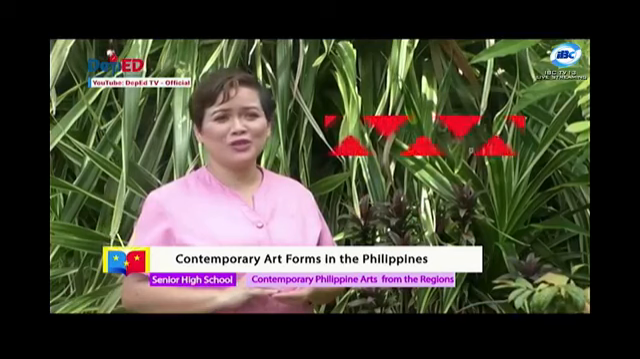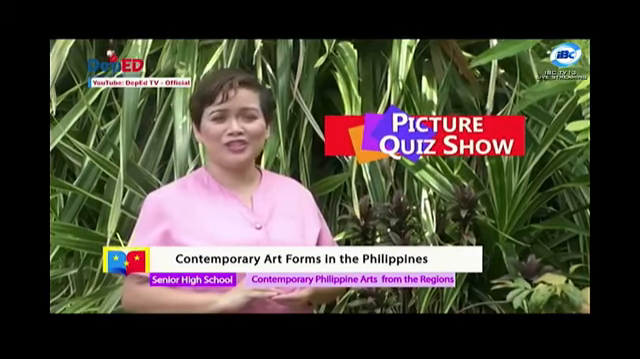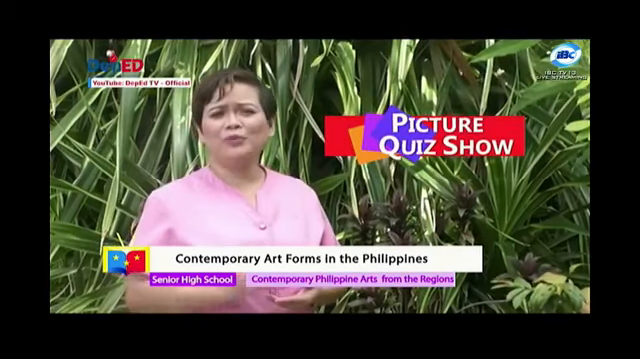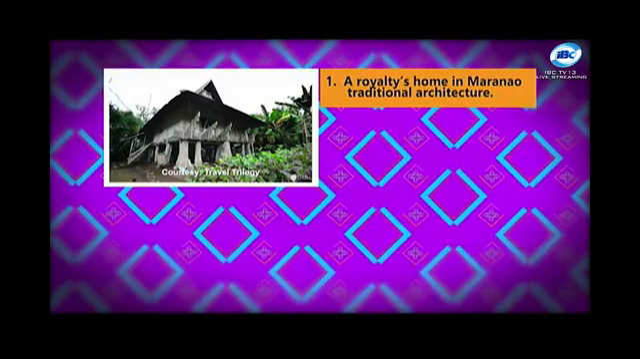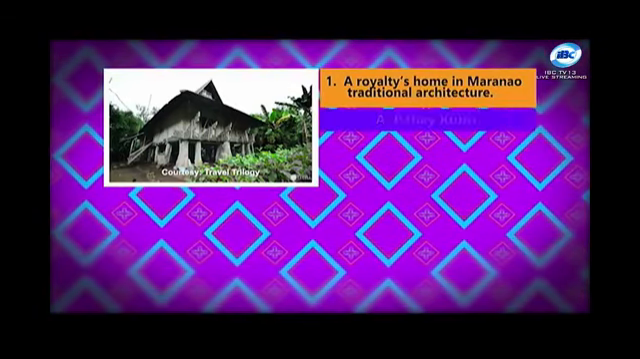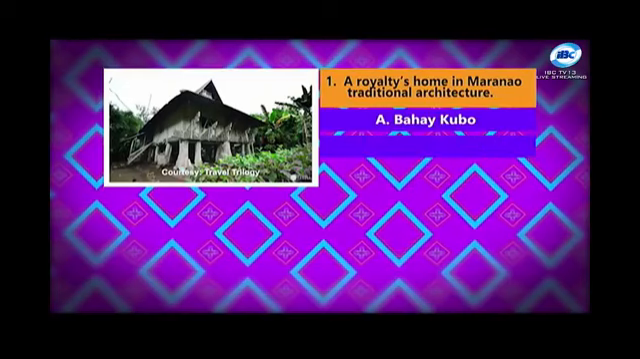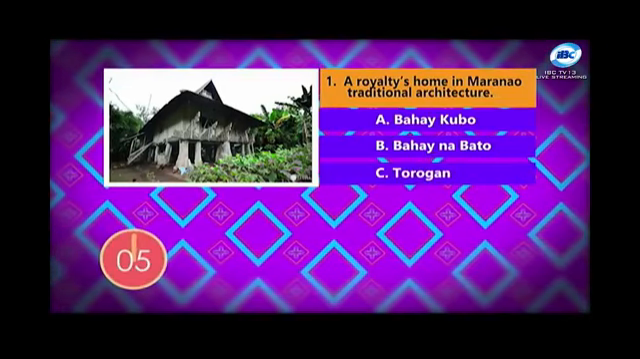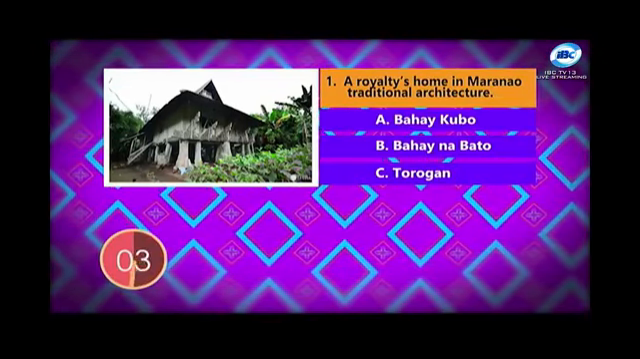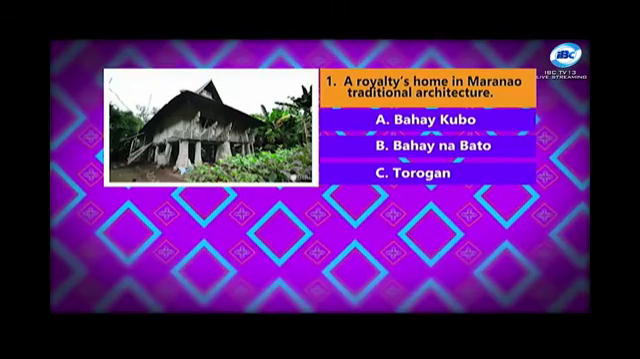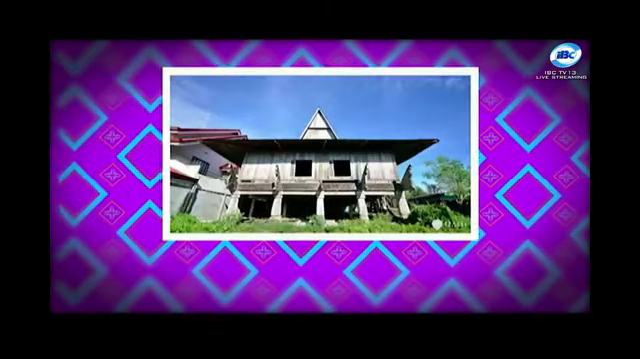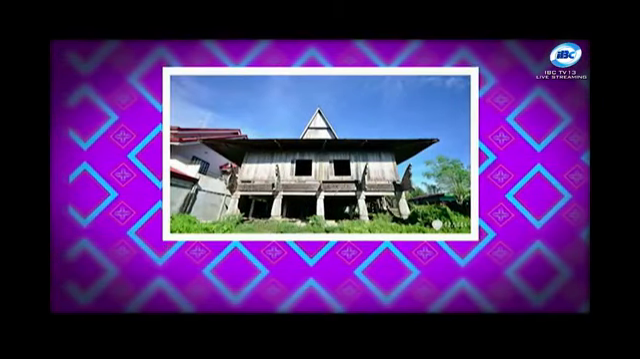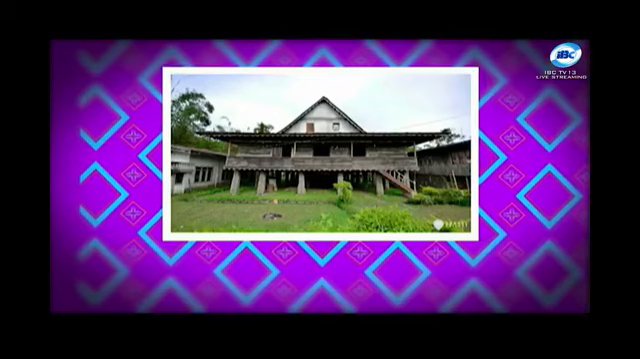Let's have a picture quiz show. Answer the questions flashed on your screen and write the answer on your paper. 1. A royalty's home in Maranao traditional architecture. A. Bahay Kubo. B. Bahay na Bato. C. Torogan. The answer is C. Torogan. It is a Maranao home for the Sultan and his royal family, and it symbolizes nobility.